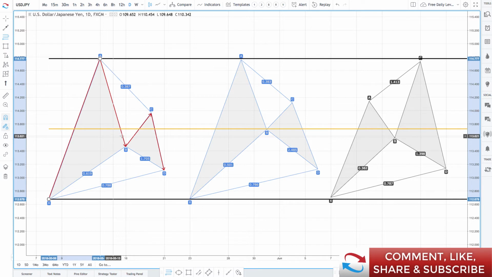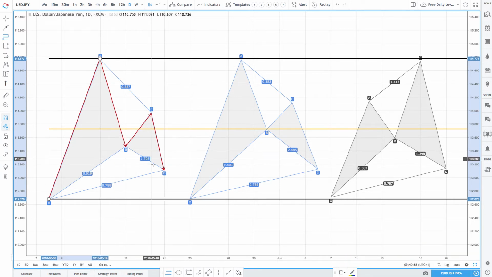Now, when it comes to a Gartley, a bat, or a Cypher, you're always buying below fair value, first of all. This B, C leg, again, is that really necessary? It could chop around for ages.